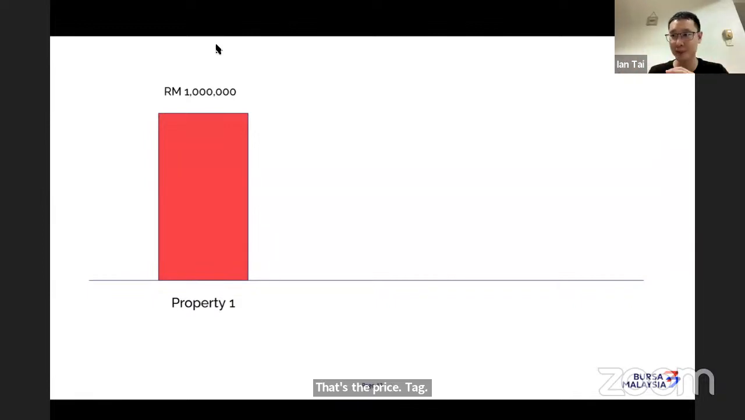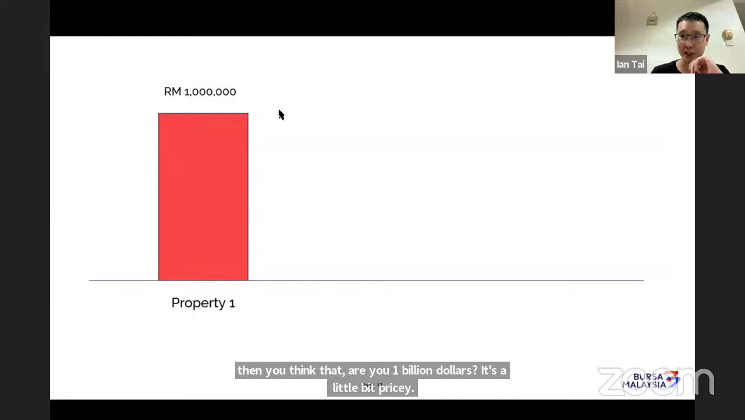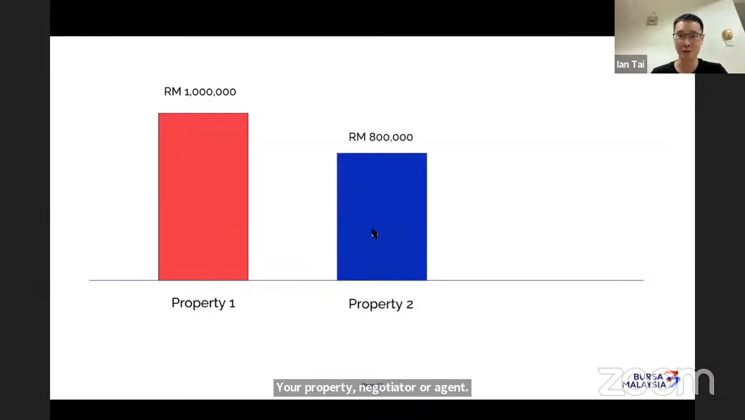And it's a nice looking property. Everything seems to be nice. The bathroom is nice, living room nice, kitchen nice. Price tag, 1 million. Then you think that $1 million is a little bit pricey. So your agent takes you to the next property, property 2, which is also located in Mont Kiara. It is also quite decently looking, also quite nice, but now the price tag is 800,000.